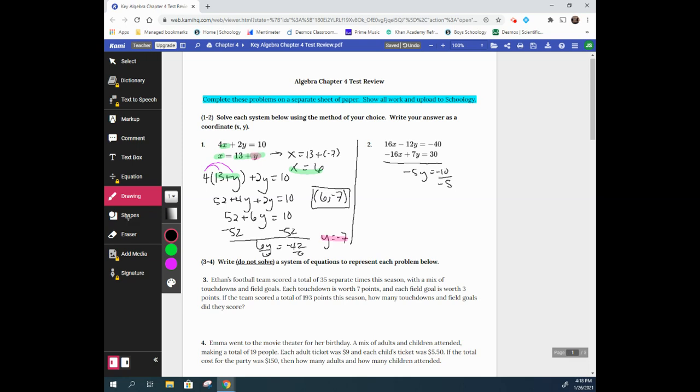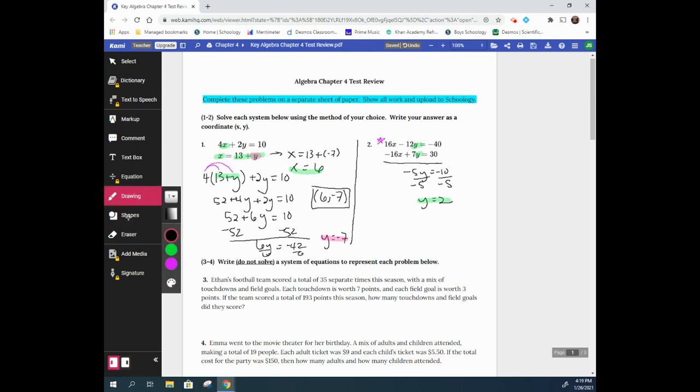I would divide both sides by negative 5. So then y is 2. If I know that y is 2, in either one, it doesn't matter which, in either one of these equations in place of y, I'm going to substitute in 2. I could do it here or I could do it here. I think I'm going to pick the first equation though. It really doesn't matter though. I'm going to pick the first one.